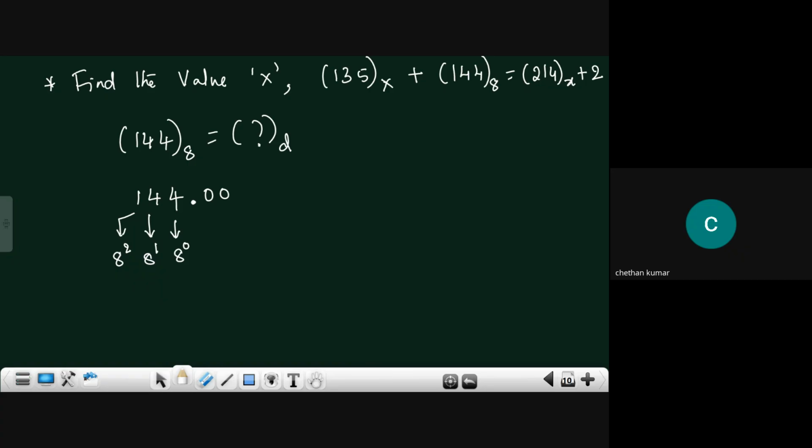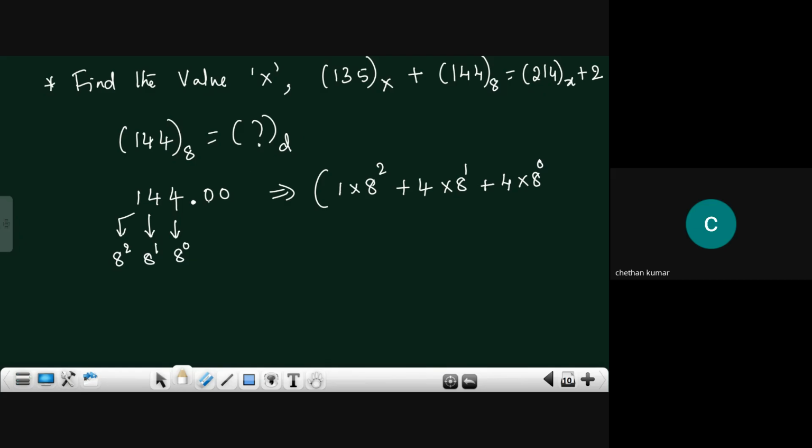What I have to do is multiply all these weighted powers with the digits, then sum up. So to convert octal to decimal, each digit is multiplied by its weighted power. The weighted power of 1 is 8 square, plus the weighted power of 4 is 8 power 1, and again 4 has 8 power 0.